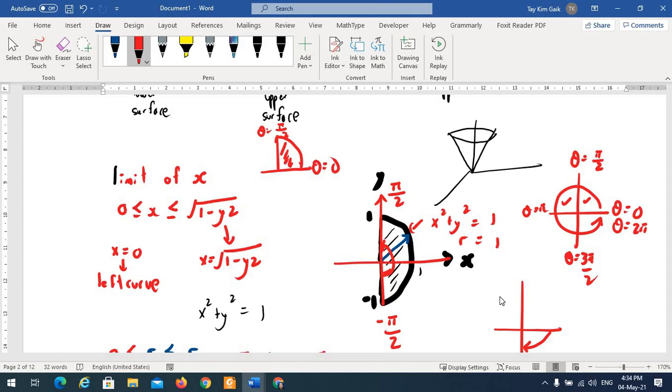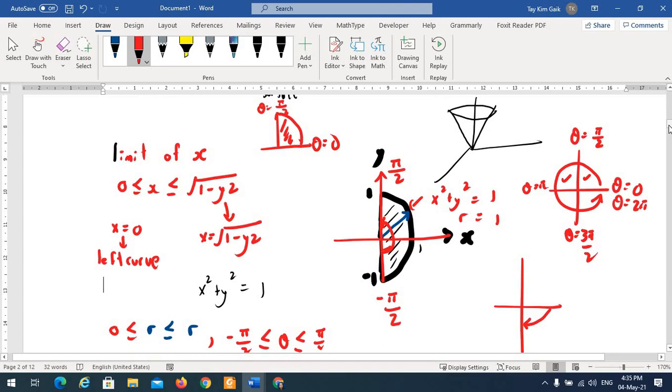So for the first and fourth, you cannot say 3 pi over 2 to pi over 2, because it's not continuous. From the bigger value to the smaller value. You can try it later, to see whether you can get the answer. We say, from the fourth quadrant to the first quadrant, the angle is from negative pi over 2 to positive pi over 2.